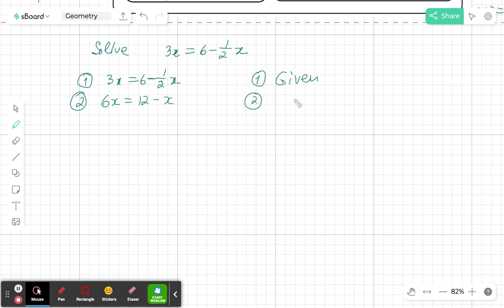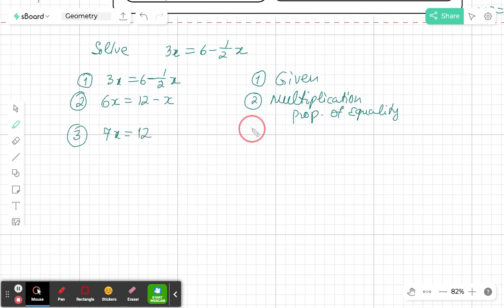Why? Because of the multiplication property of equality. We multiply both sides by 2. Then it looks like we might want to have x's on the left side. So we are going to add this x to both sides. And then now we have 7x equals 12.